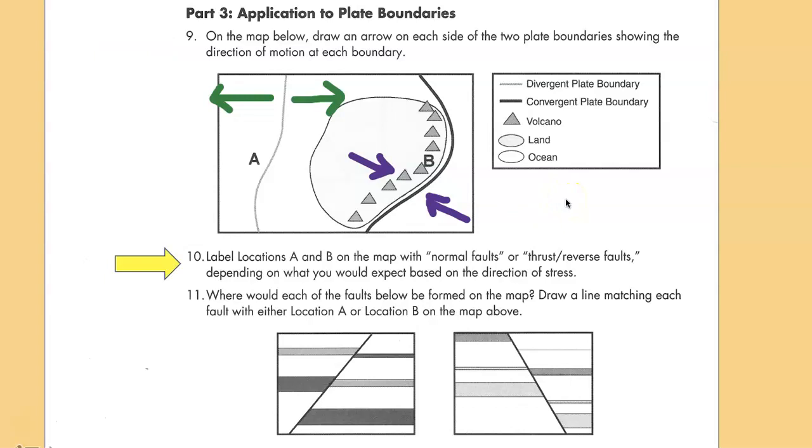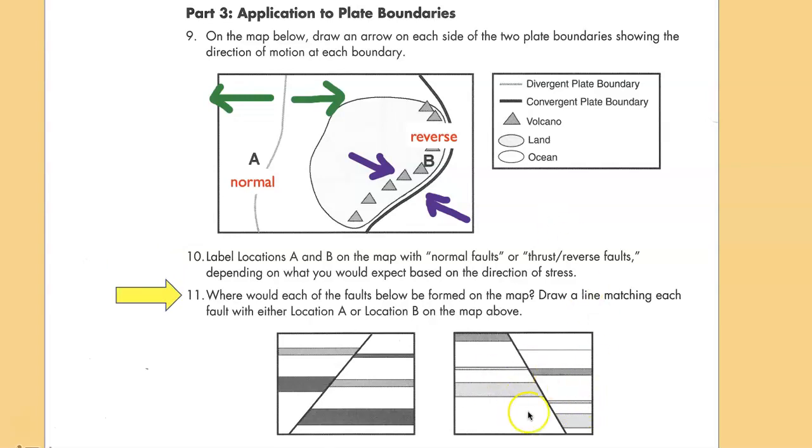Label locations A and B with normal faults or reverse faults. Well, since we have regions of tension along this divergent boundary, we're going to have normal faults. Since we have compression along this boundary, we're going to have reverse faults. Normal faults always form in regions of tension. Reverse faults always form in regions of compression.